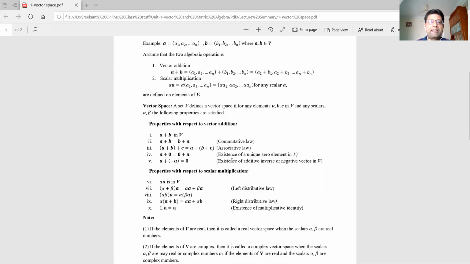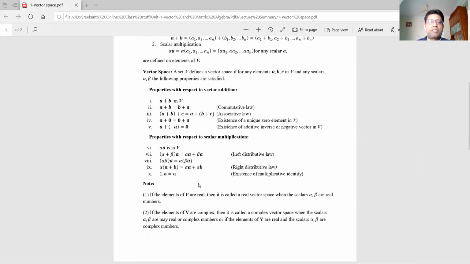The fourth one, A plus 0 equals 0 plus A. That means this 0 is acting as the unique identity element here. This need not be the number 0. The meaning of this 0 is that if you take any vector out of V and add this vector to it, you must get the original vector back. So here 0 is acting as the additive identity. Next is A plus minus A equals 0. Here minus A is acting as the additive inverse. So these are the 5 axioms with respect to addition.